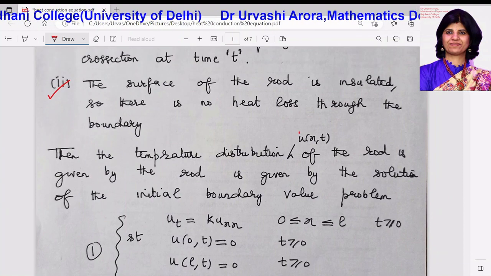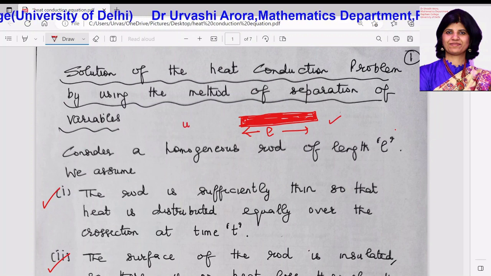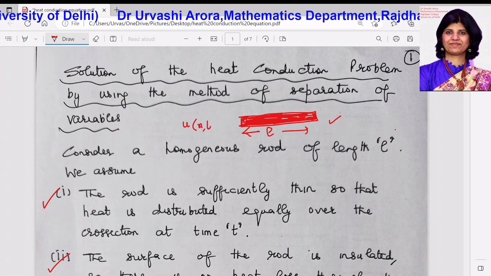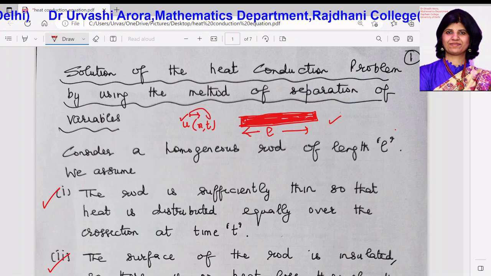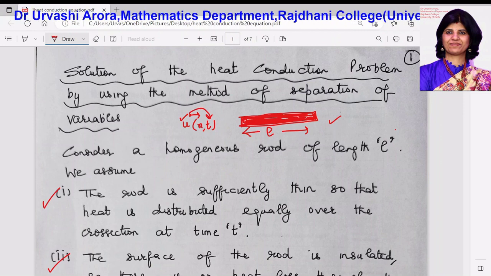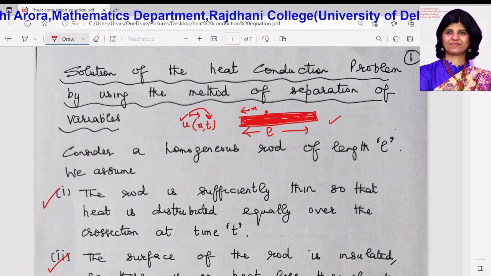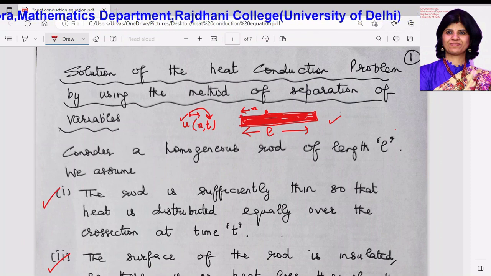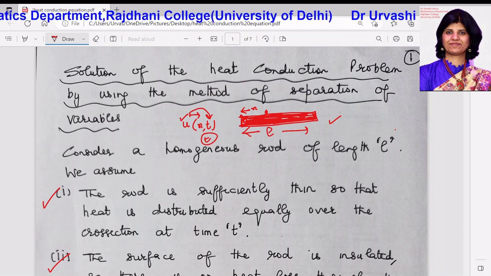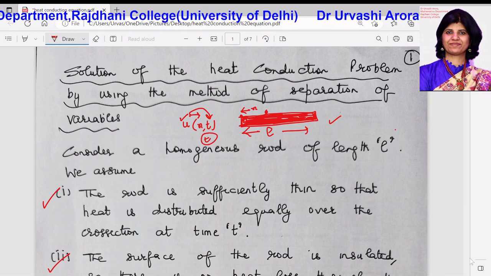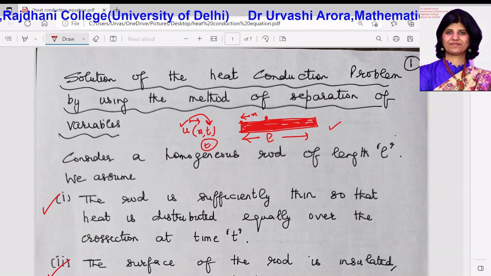It gives you the temperature distribution u(x,t) of the rod. u actually denotes the temperature, and u is dependent on x and t. So u is a dependent variable which is dependent on the variables x and t. x and t are the independent variables. Here x denotes the horizontal distance at any point. If you are taking any point on the rod, then from the beginning to that point it denotes the horizontal distance x, and t denotes the time. So u denotes the temperature when the horizontal distance is x and the time is t.